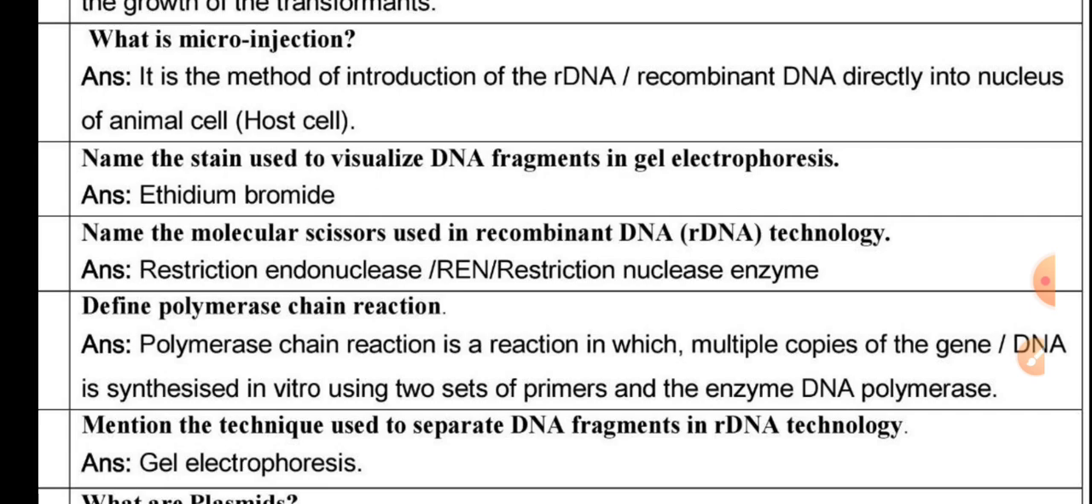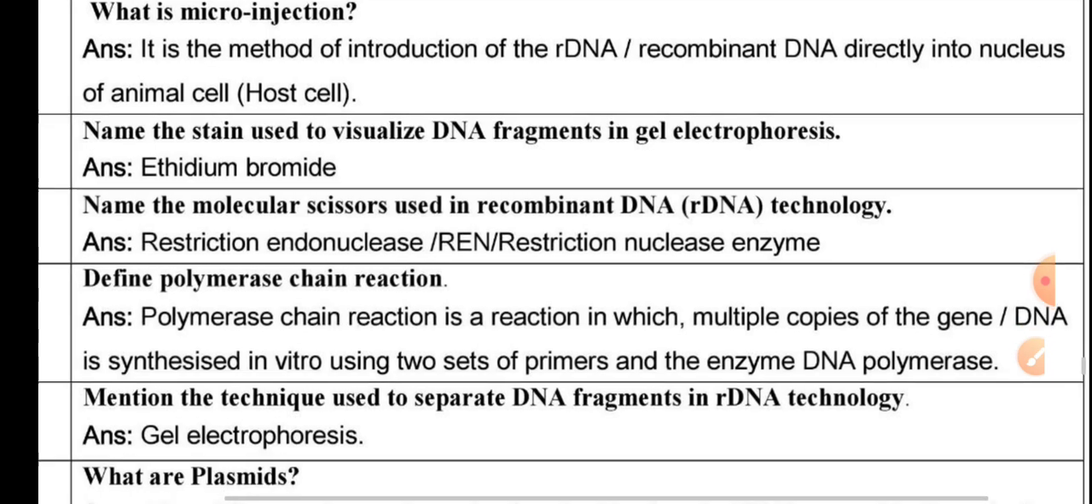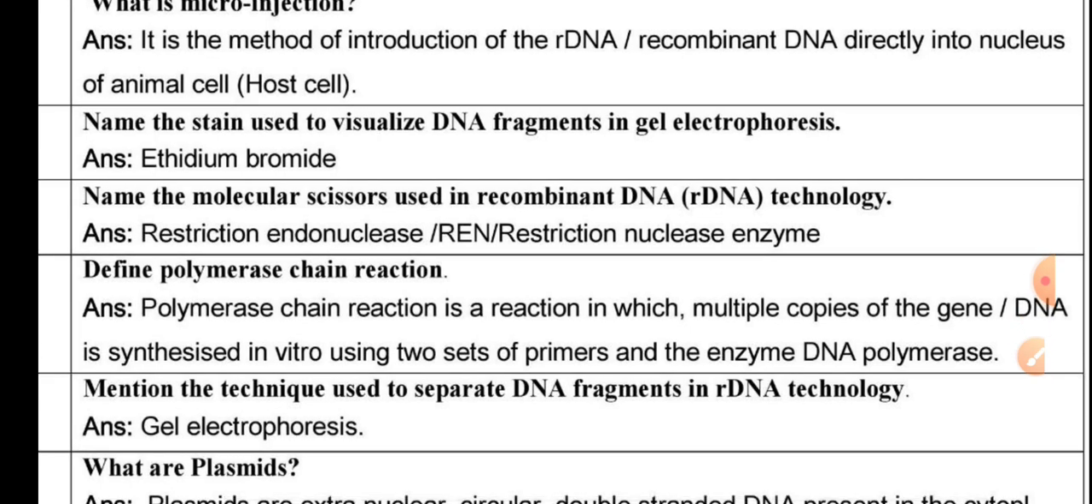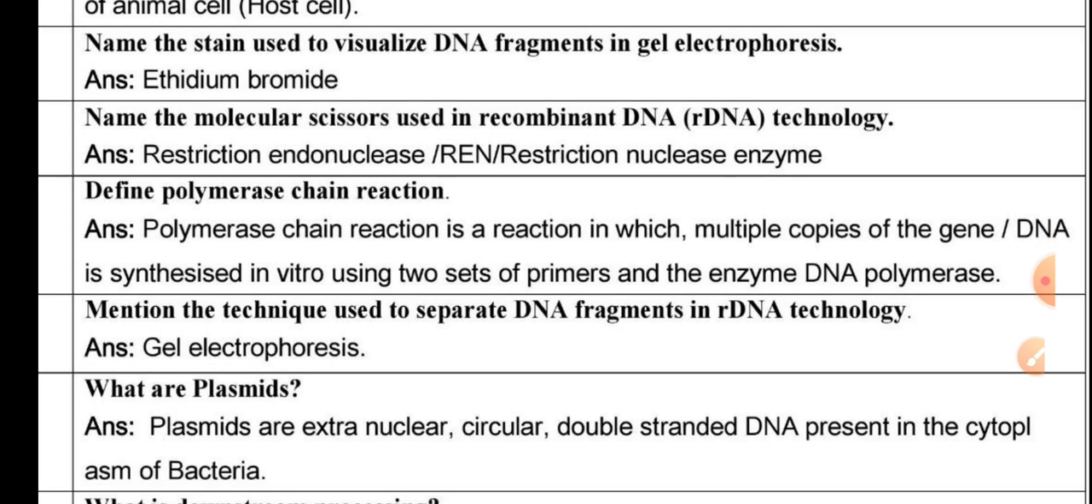Name the stain used to visualize DNA fragments in gel electrophoresis method. Okay, it is what? Ethidium bromide. It is the stain used. Ethidium bromide. Name the molecular scissors used in recombinant DNA or rDNA technology.